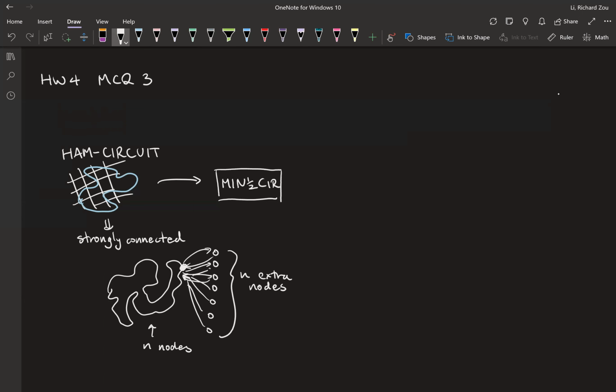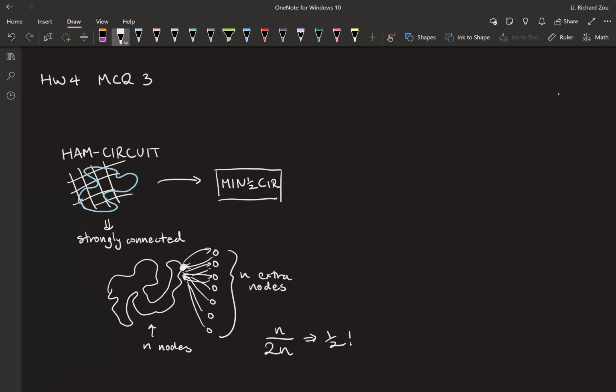Now we have 2n nodes here. And this original circuit is going to take up exactly n nodes of the graph. And what's n over 2n? That's 1/2, right? So now think about any path that includes any of these extra nodes. So any circuit that includes any of these extra nodes here.